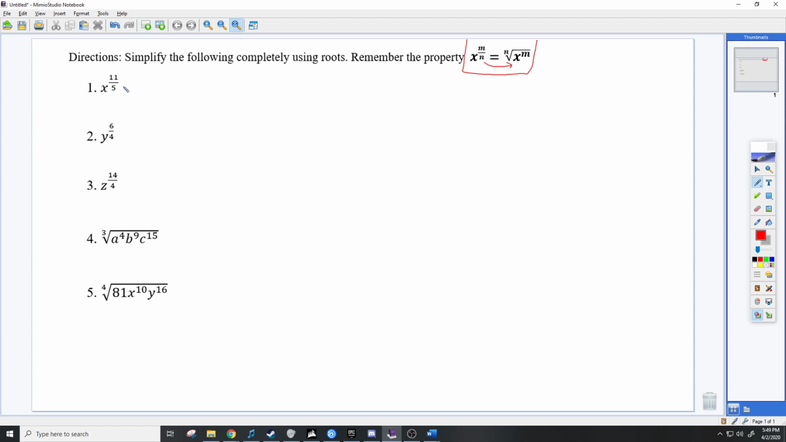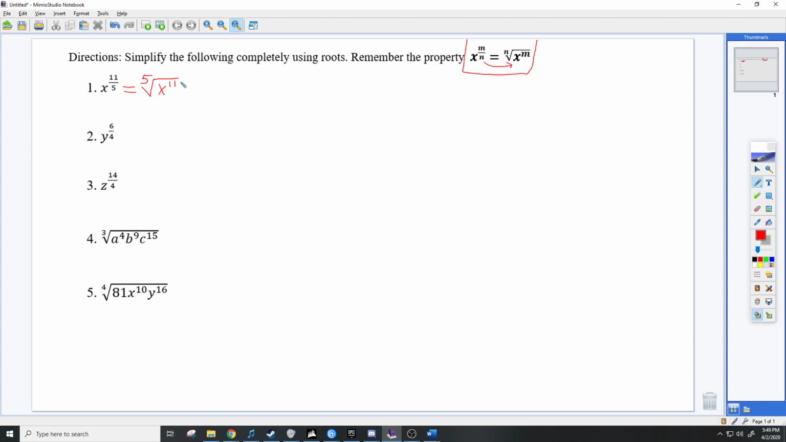So let's rewrite this using that first property. Usually we can keep going with these simplification problems as long as the top number is bigger than the bottom number. As you see, 11 over 5, 6 over 4, 14 over 4. You'll see that's a pretty common theme in order to keep simplifying these problems. So I'm going to rewrite it like the property says up there. The 5 that's on the bottom is going to be on the outside. So it's going to be the fifth root of x to the 11th power.